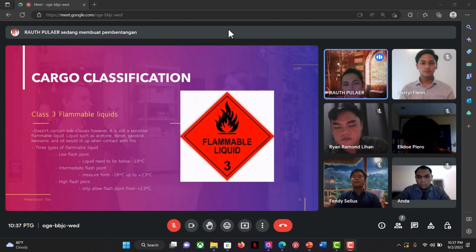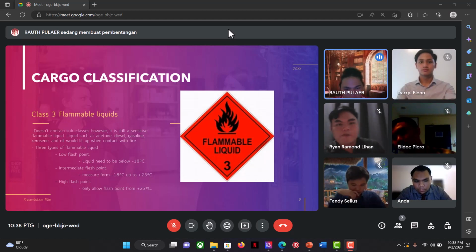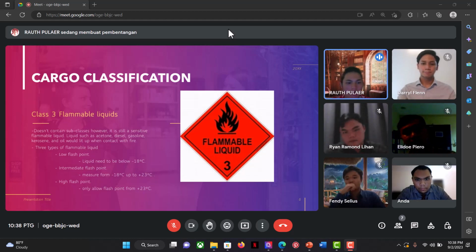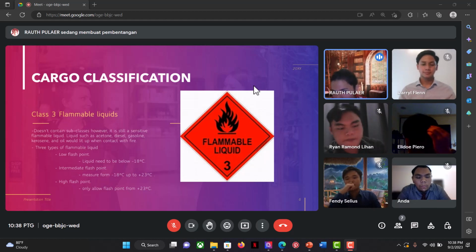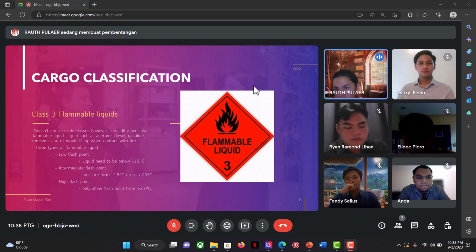3 types of flammable liquid that exist are low flash point, intermediate flash point, and high flash point. For low flash point, the liquid needs to be below negative 18 Celsius. For intermediate flash point, it is measured from negative 18 Celsius up to 23 Celsius. For high flash point, only flash points from 23 Celsius are allowed. Flammable liquids also include paint, petrol, thinner, alcohol, and perfumery products.